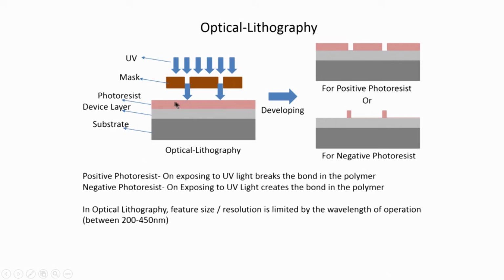etching. So, you have different types of photoresists. There are what are called positive photoresists, which result in a pattern on the wafer which is the same as that of the given mask, and there are negative photoresists where the opposite happens. Negative photoresists, on exposing to ultraviolet light, lead to creation of bonds rather than the breaking of the bonds, and so the pattern becomes the opposite of the mask. So, in optical lithography the feature size resolutions are limited by the wavelength of operation, typically of the order of a few hundreds of nanometers. This is ultraviolet light.